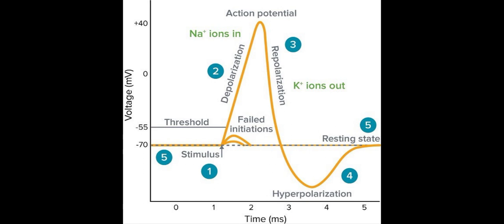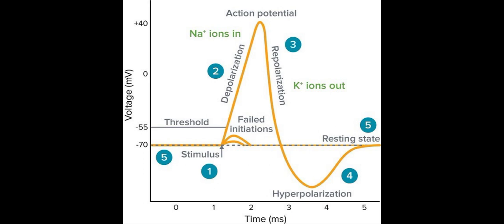First stage is resting membrane potential. At rest, the neuron membrane has a negative charge inside the cell relative to the outside. This resting membrane potential is typically around minus 70 millivolts, and it is primarily due to the unequal distribution of ions across the cell membrane. Sodium (Na+) and chloride ions are more concentrated outside, while potassium ions are more concentrated inside.